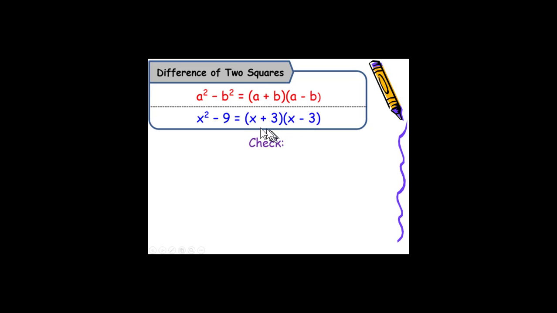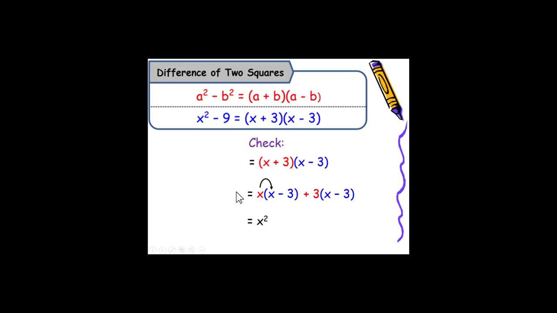We could always check it by using the distributive property. The quantity x plus 3 times the quantity x minus 3 is equal to the first term in the first factor times their entire second factor, the second term in the first factor times their entire second factor. Remember, you must always bring down the plus sign. If this was a minus, we would bring down the subtraction sign. All we have to do now is distribute.